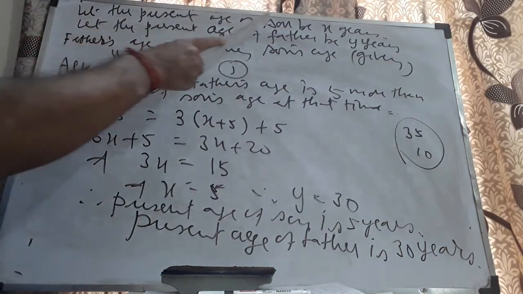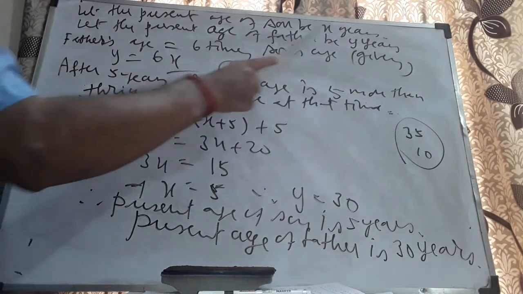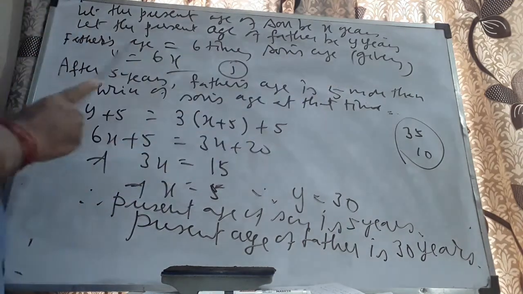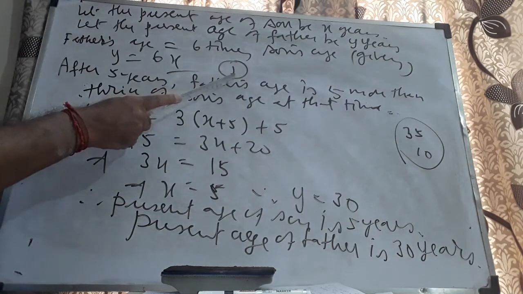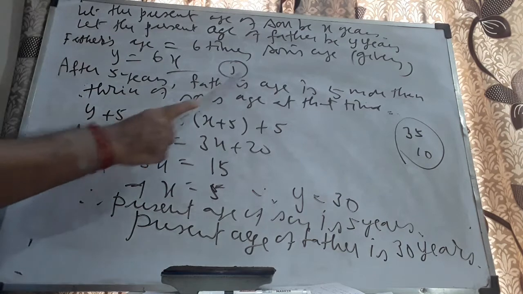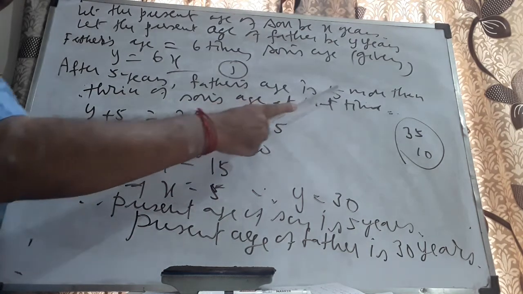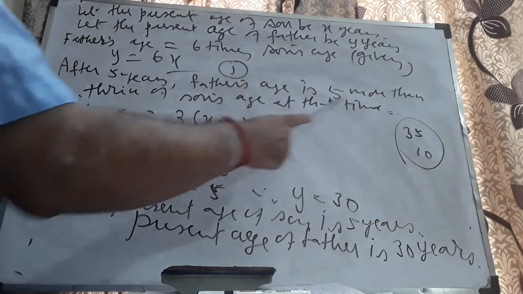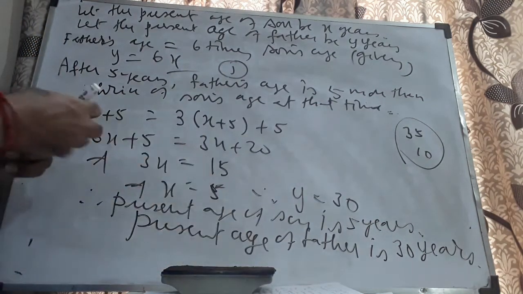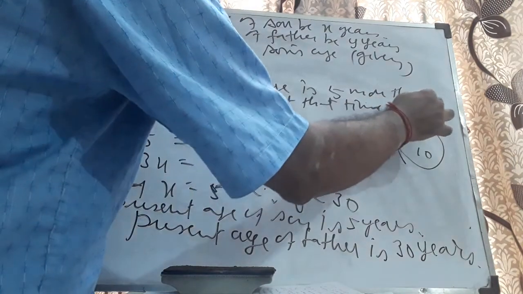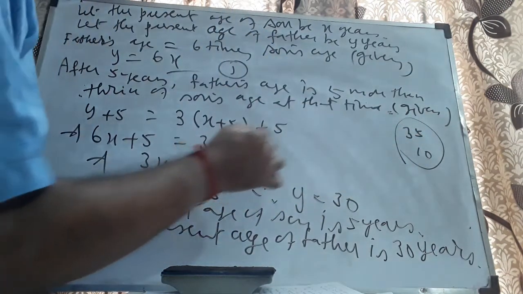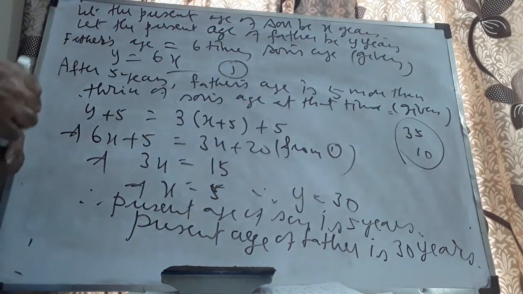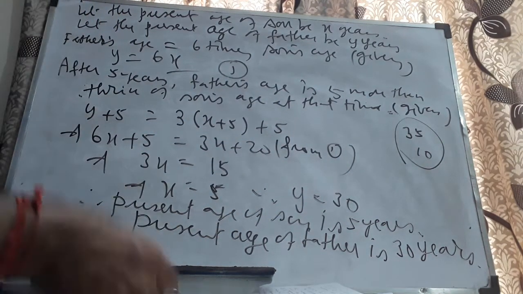Let the present age of son be x years. Let the present age of father be y years. Father's age is equal to 6 times son's age, that is given. y is equal to 6x, equation 1. After 5 years, father's age is 5 more than thrice of son's age at that time. That is also given. You can write, anyway this is from 1, I am replacing from 1. y plus 5 is equal to 3 into x plus 5 plus 5.